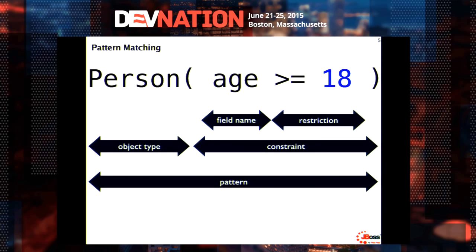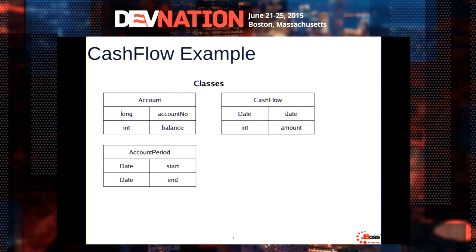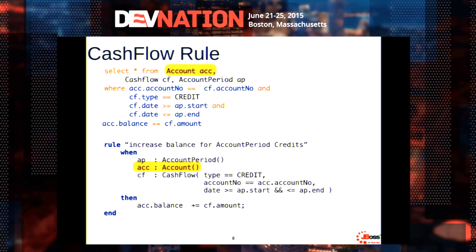We call those patterns, and it's very similar to SQL. So I'm going to show you one example that will show you how rules match to how SQL works. And this will help your understanding of what's going on in the rule engine. So I have 3 classes: account, cash flow, and account period. And I've got a SQL statement on the top left, and I have a rule on the top right. And it's very simple. This is going to select the cash flows for a given account period for a given account number, and they're going to be credits.